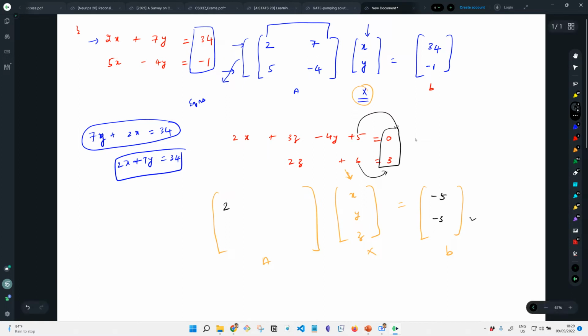So the first row should be 2, 3, minus 4. Is it 3? So remember, if you make this vector x in the order x, y, z, you should fill the entries in the order x, y, z only, right? So it is not 2, 3, minus 4. It should be 2, minus 4 and 3. And what will be in the second row? 0, 0, and 2. Correct. 0, 0, and 2. Right? Now you can confirm that if you multiply this matrix and the vector, Ax, you will get exactly these terms here.